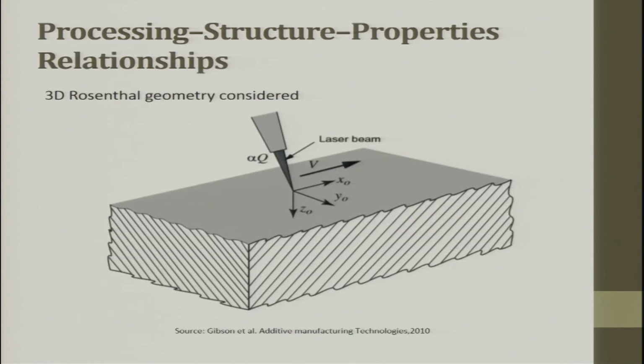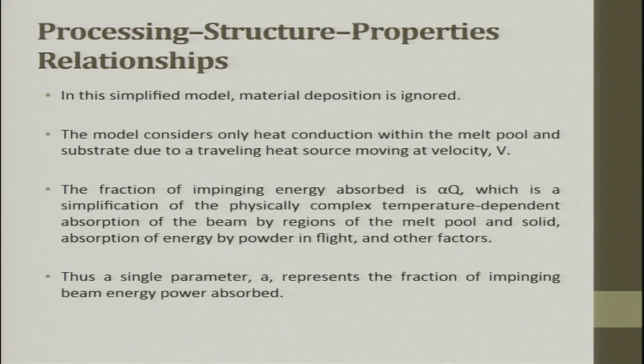So, this is the Rosenthal effect. Rosenthal geometry is there. This is a laser beam, it moves at a velocity v. At the x plane, y plane, z plane, here is the alpha and q, heat, and the thermal conductivity. The simplest model, material deposition, is ignored. The model considers only heat conduction with the melt pool.